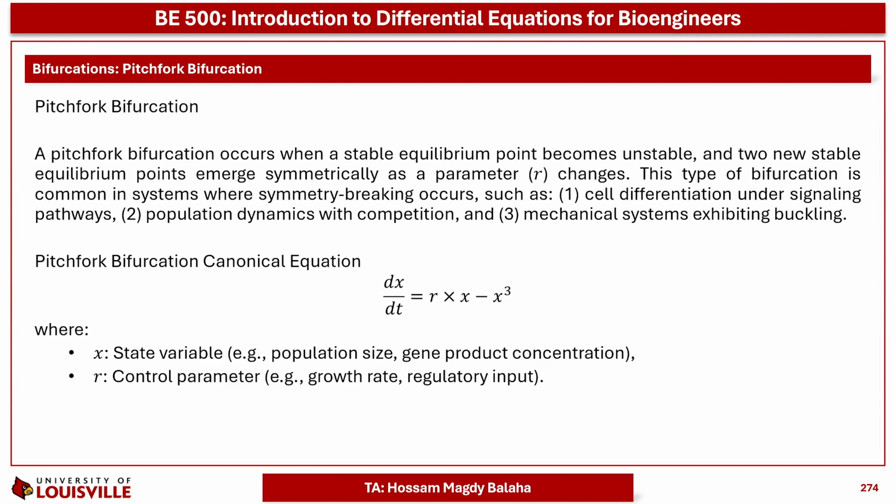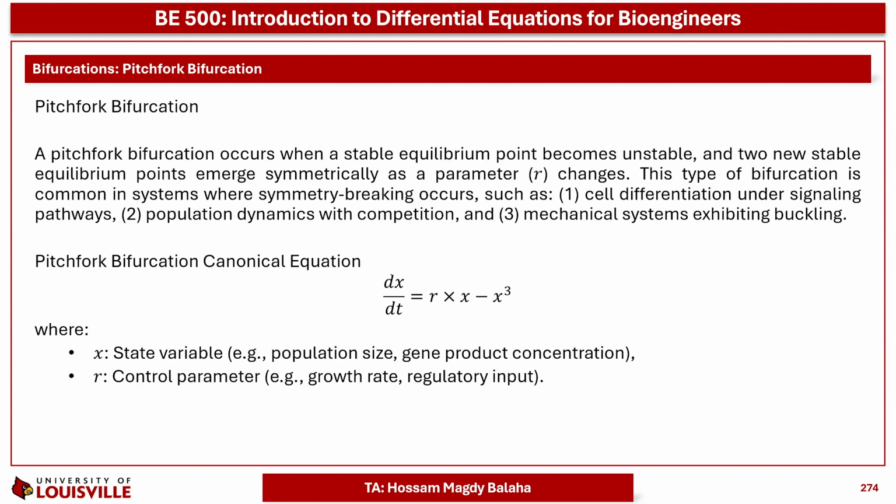A third type is called pitchfork bifurcation. Here, when you have a stable equilibrium point, at the bifurcation point it becomes unstable, and two symmetric new stable equilibrium points exist. So you will have as a bifurcation point three things. The original one will be unstable, and the new symmetric points will exist and be stable.